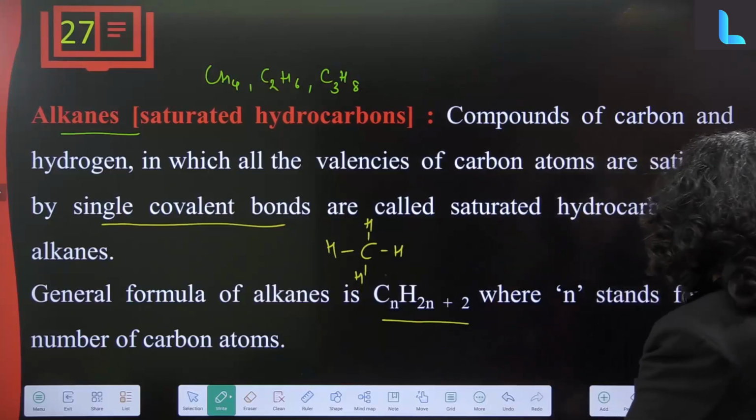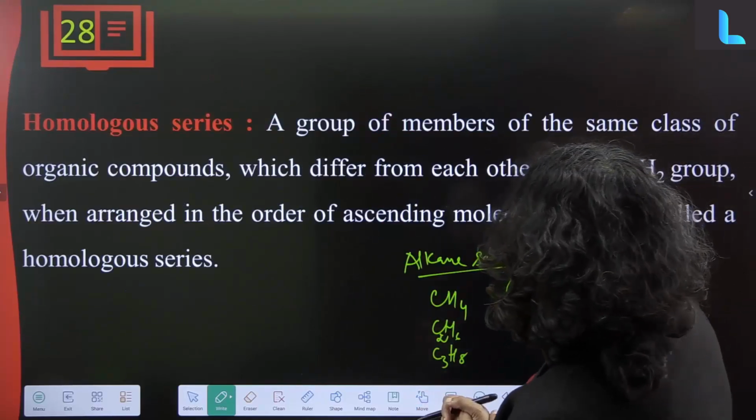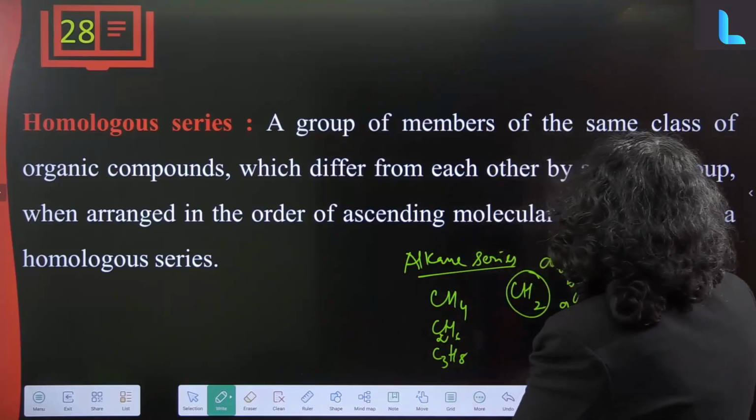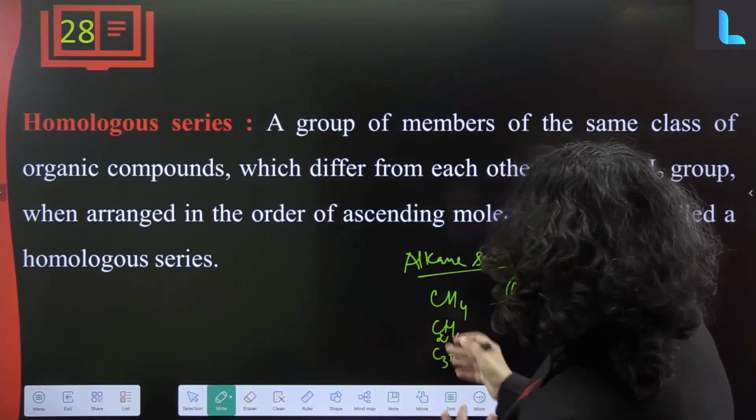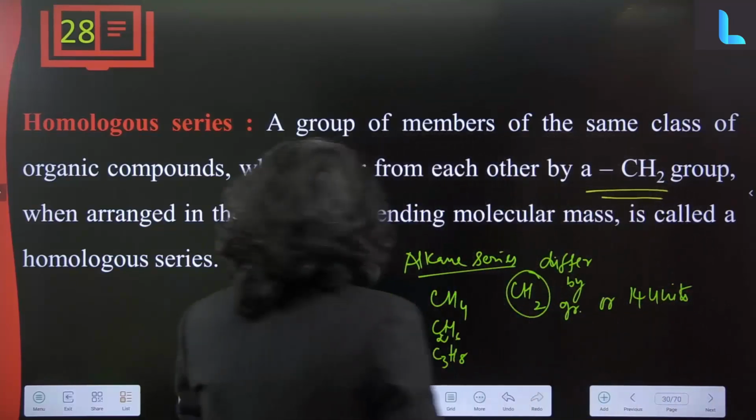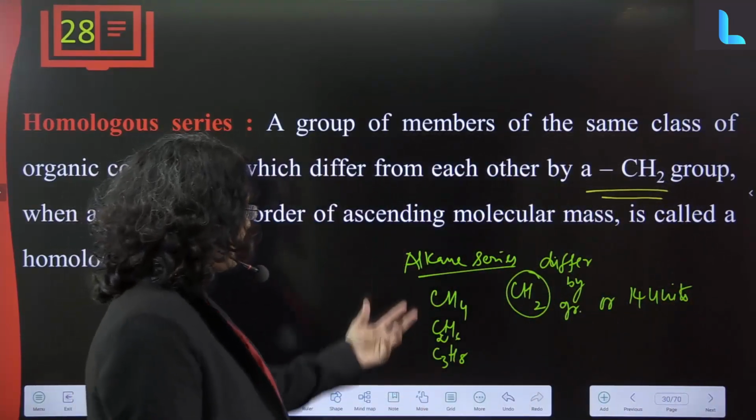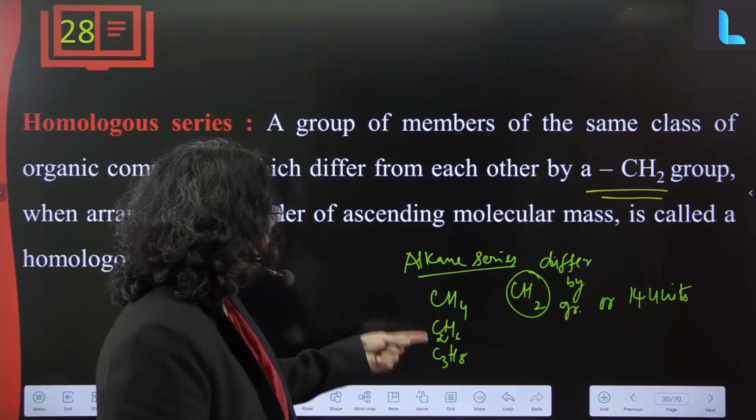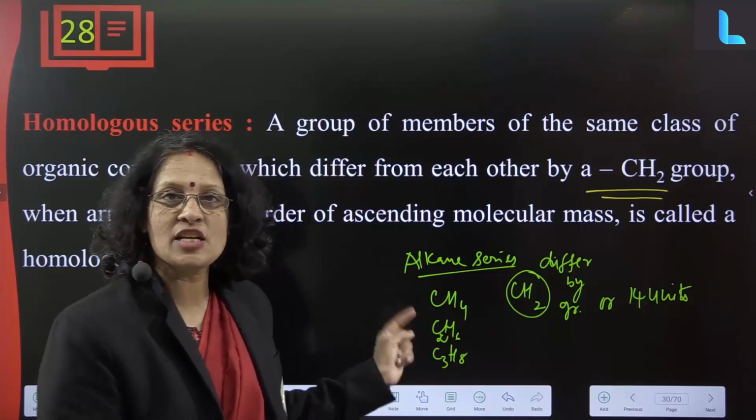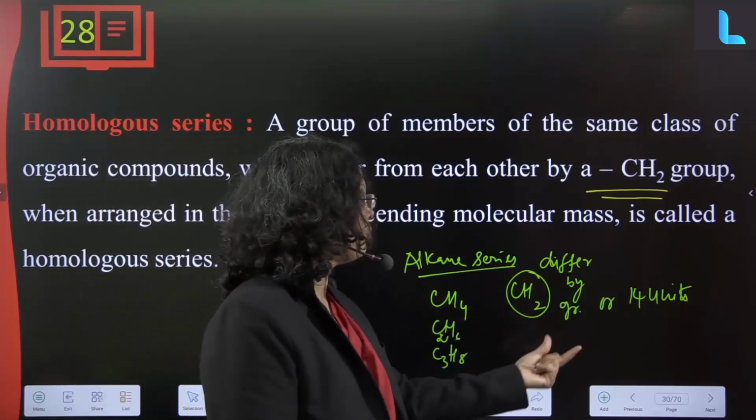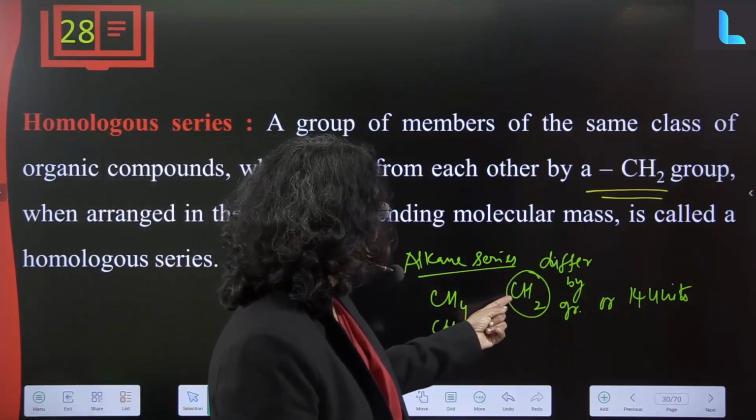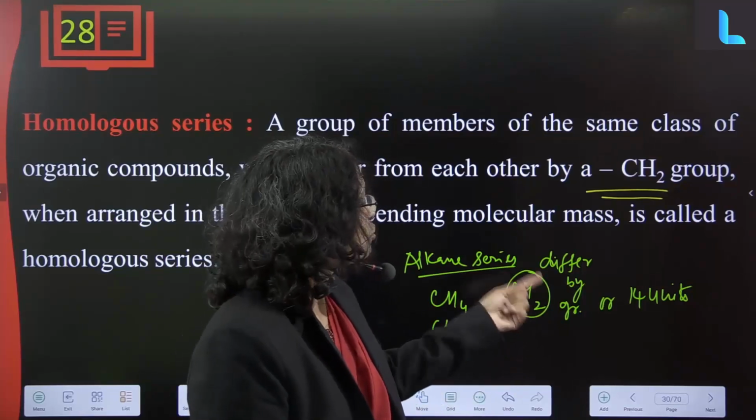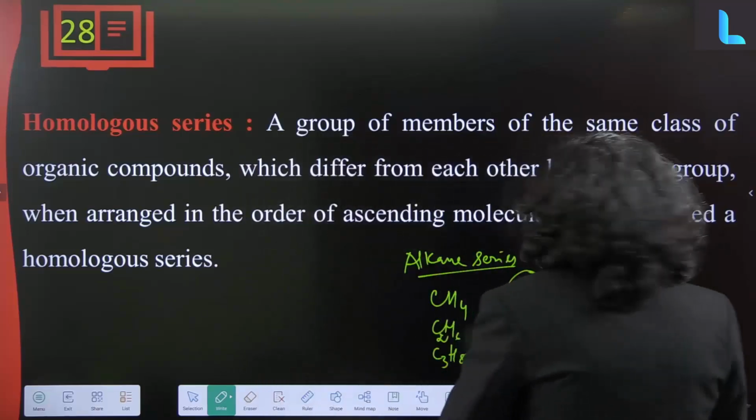Okay. Now, what is a homologous series? A group of members of the same class of organic compounds which differ by a CH2 group, when arranged in order of ascending molecular mass, is called a homologous series. We can see here, suppose the alkane series: methane, ethane, propane. Each member differs from another member by a CH2 group, or 14 units. 14 units means the atomic mass of carbon is 12, hydrogen is 1, 1 into 2 is 2, 12 plus 2 is 14 units. Okay, like this.